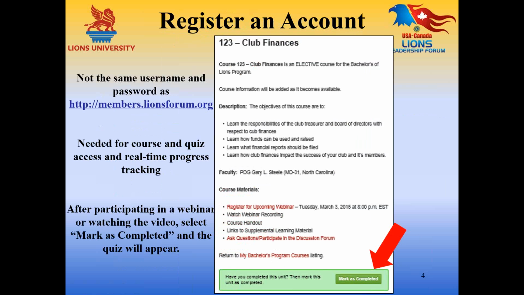This slide shows what a course page typically looks like. It lists the course name and number, gives a description of the course, shows you who the faculty member is, and gives you links to register for the class and any course materials. If you haven't already done so, you'll need to create a separate username and password to register for the course and have access to the quiz. After participating in the webinar or watching the video of the webinar, you can click on the area down at the bottom marked Mark as Completed on that tab on the page, and you'll be allowed to then go forward and take the quiz.